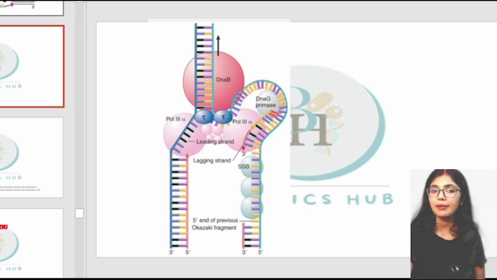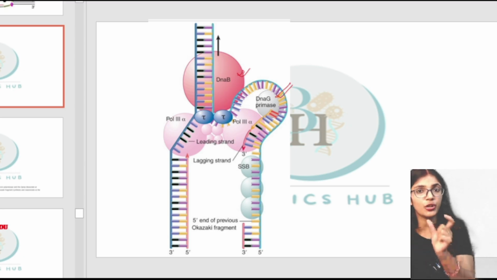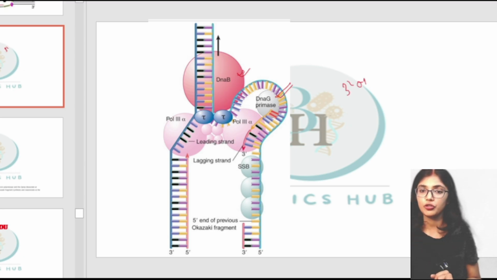Okay, this was all about how DNA replication takes place in the case of prokaryotes. With the help of another diagram we can also understand how this process takes place. Here there is an enzyme known as DnaB. DnaB is a helicase, DnaG is a primase. This primase was responsible for making a short strand which has a 3' OH group, so that the DNA polymerase can come and bind and continue the elongation process.